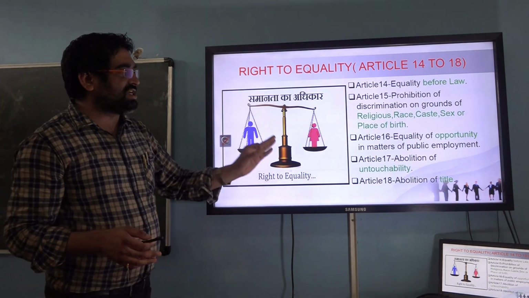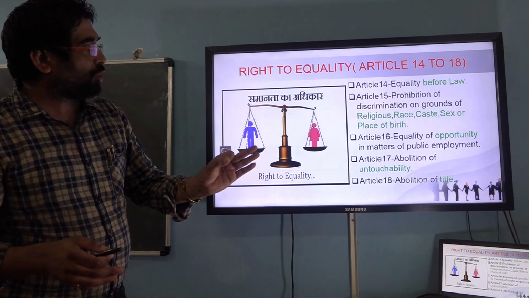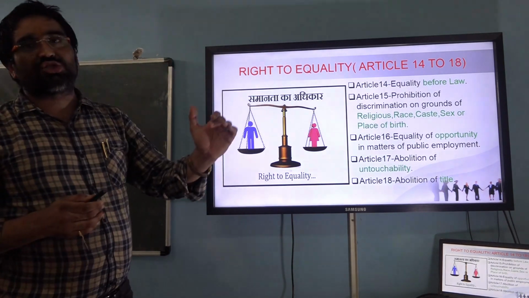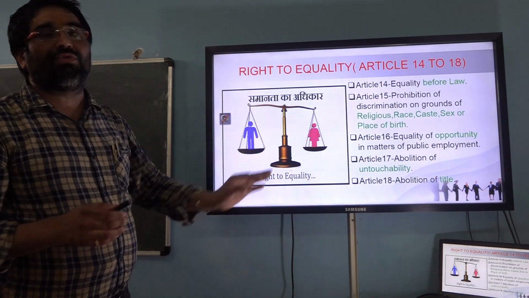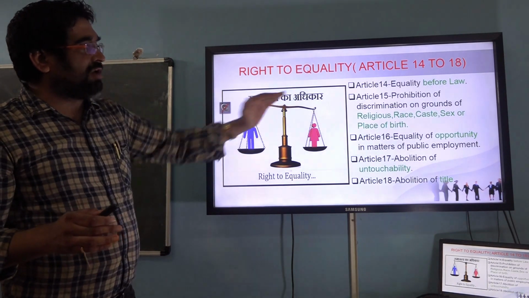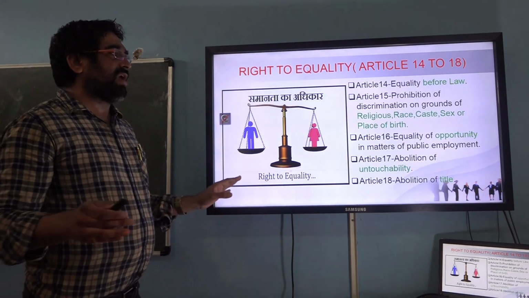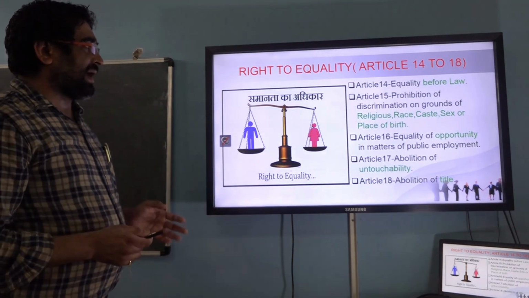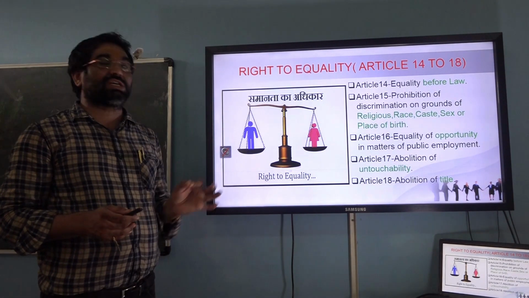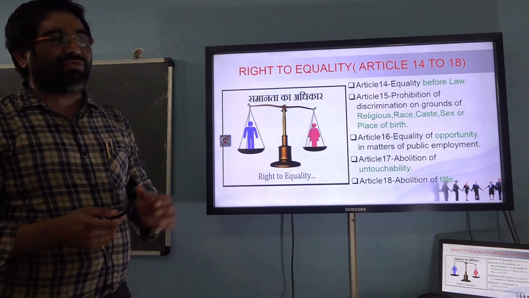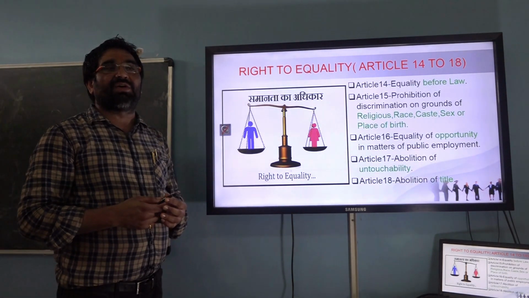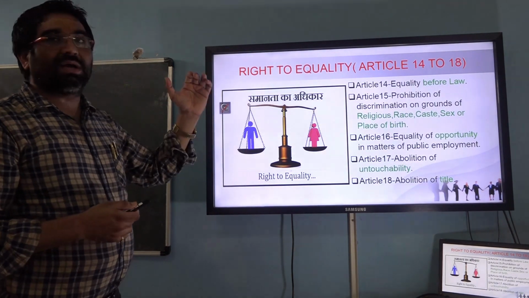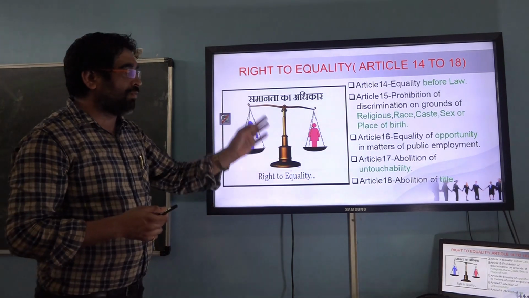Article 16 is telling about equality of opportunity. Means what? When recruiting in the government, there will be no discrimination on the above 5 grounds. Everybody will get equal opportunity in public employment. Then article 17 is about the abolition of untouchability. My dear friends, in many past years in India we had the problem of untouchability. So our leaders made a law in the constitution, the abolition of untouchability.